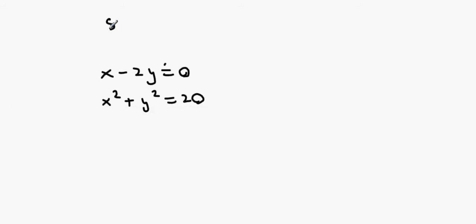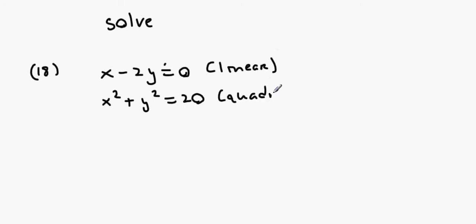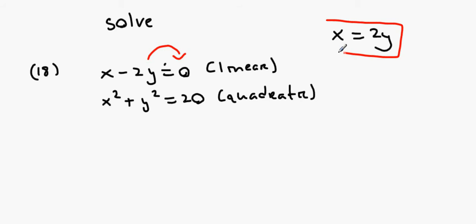Now there's two types of equation here, and the first one is the linear. The linear one is the one that has no squares in it and no x multiplied by y's. So this one here is the linear, and the second one is known as the quadratic, okay? So what we're going to do is get one letter on its own using the linear, so we're going to get x equals 2y, by moving the 2y over. Once we solve the linear, we're then going to substitute x into the quadratic, okay?